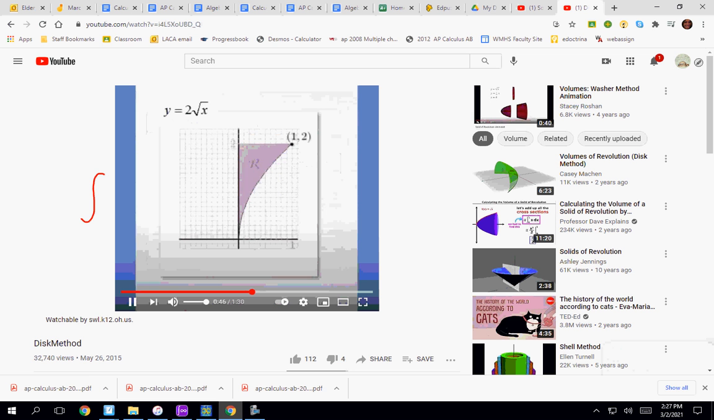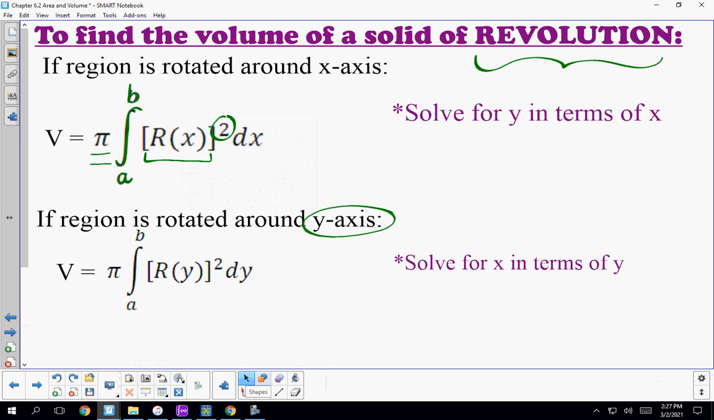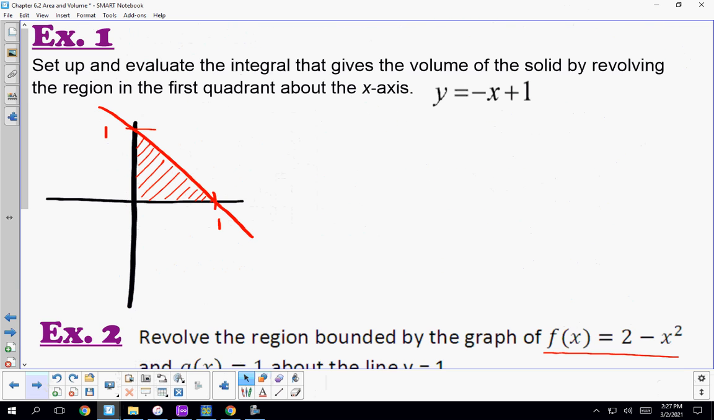So you can see here now, I have a region that's going to be revolved around the y-axis. And again, this is just going to be slightly different because now our circles are going to be horizontal in shape, and you can see this cross section here. And so I'm going to calculate the area using a horizontal distance instead of a vertical distance. But the overall idea is the same. So going back to our notes, and that's all this says right here.